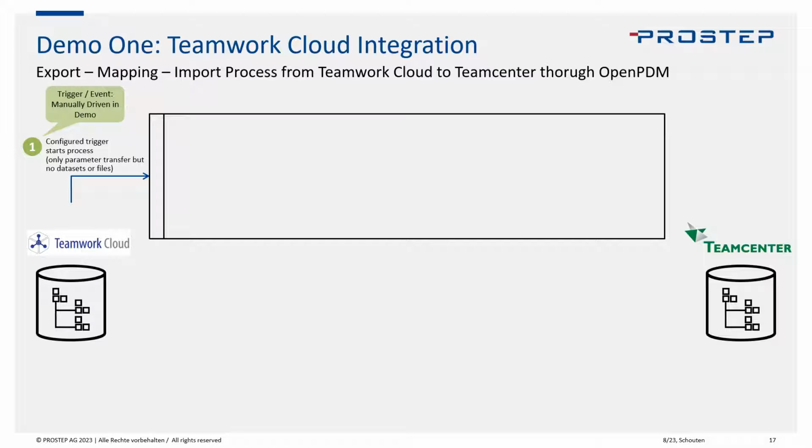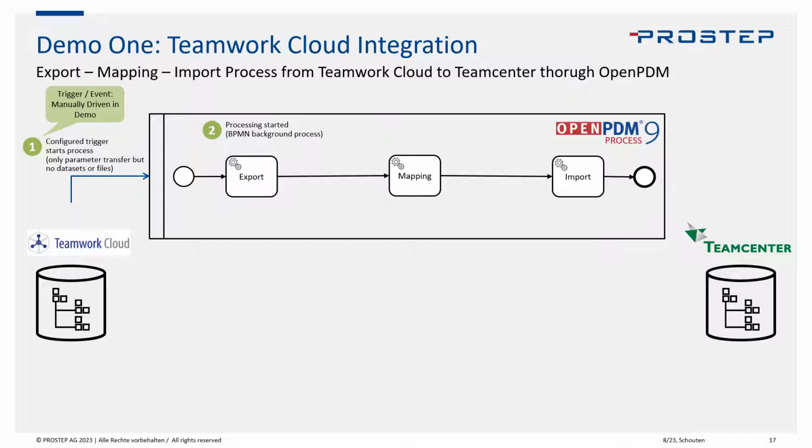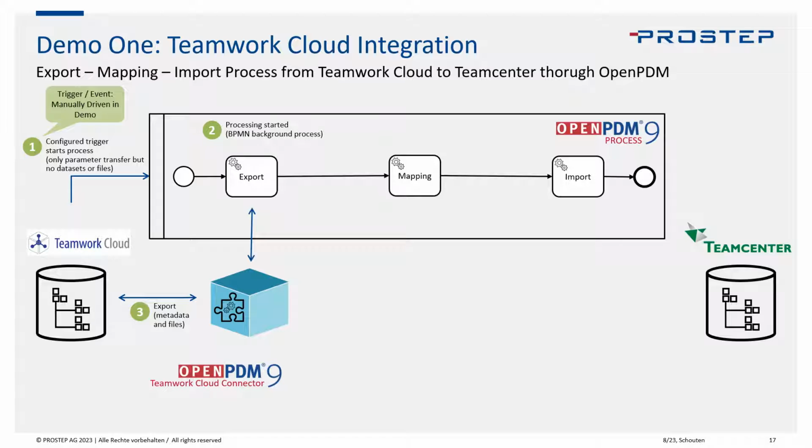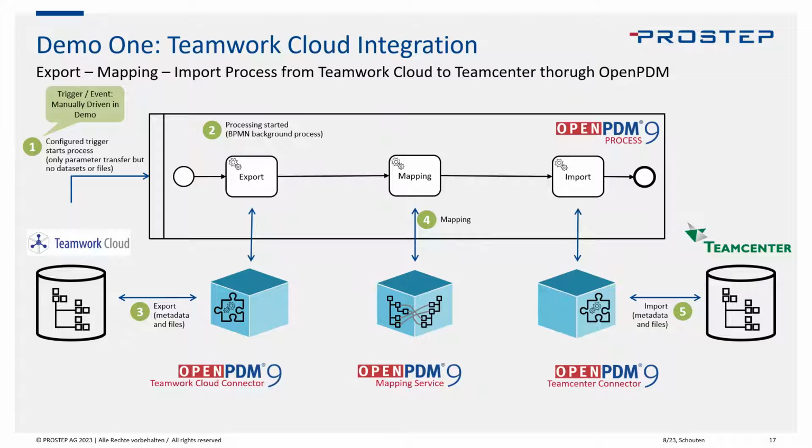This trigger is going to be started from the OpenPDM process server, but this could be any web service, RESTful trigger that typically comes from like a workflow or a user exit, like an event from a system, things like that, so that we can automate these processes to go behind the scenes at a regular interval that makes sense with the product lifecycle. With that trigger, we start a process within the process server, and that has an export component using the Teamwork Cloud connector, a mapping component with a mapping service, and an import component, in this case with the Teamcenter connector, resulting in data being pulled from Teamwork Cloud and then pushed into Teamcenter. So let's see that.